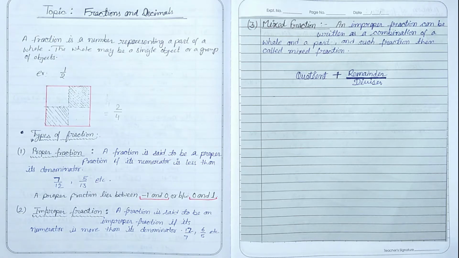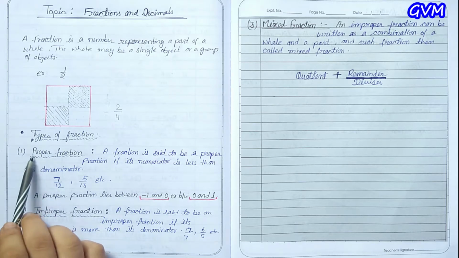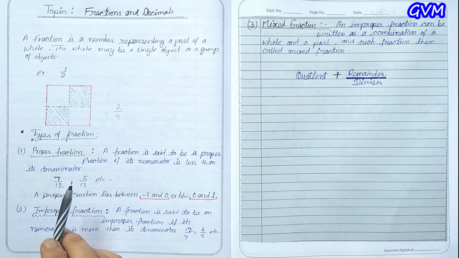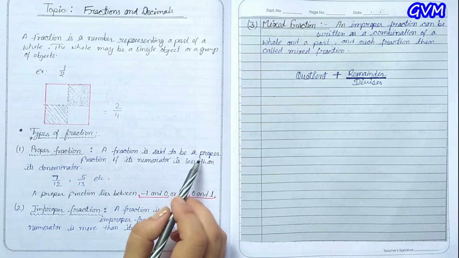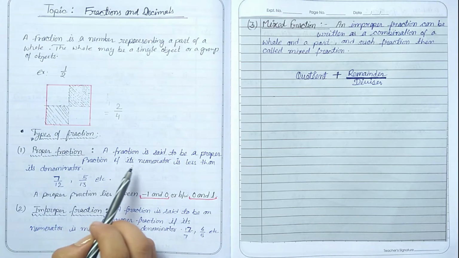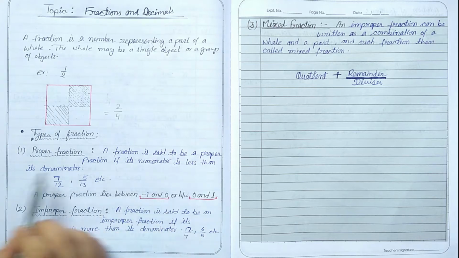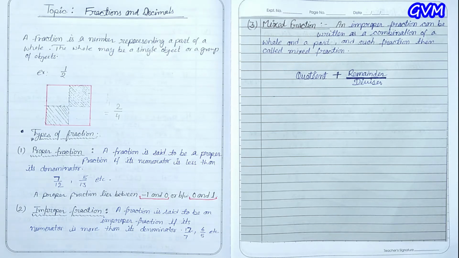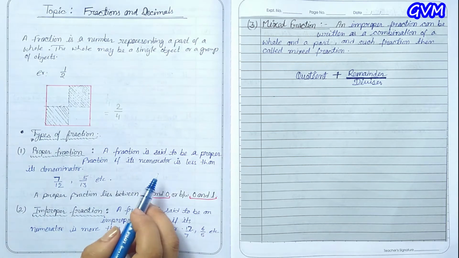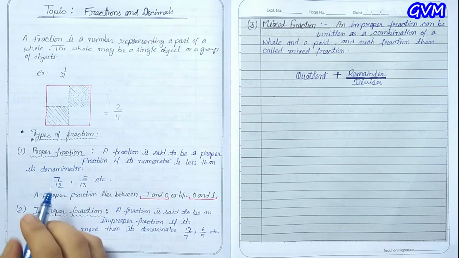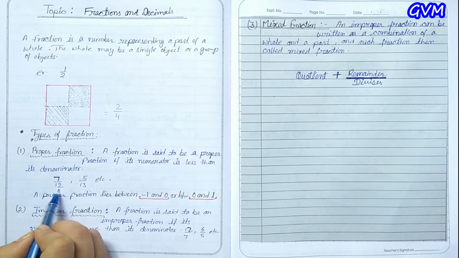Now let's come to the types of fraction. So what are the types of fraction? हमारे पास फ्रैक्शन के कितने टाइप होते हैं? So let's start. First type is proper fraction. A fraction is said to be a proper fraction if its numerator is less than its denominator. ओके, तो कोई भी फ्रैक्शन प्रॉपर फ्रैक्शन होता है अगर उसका न्यूमरेटर डिनोमिनेटर से छोटा होता है. Like for example here 7/12.